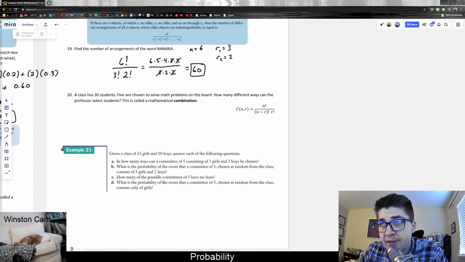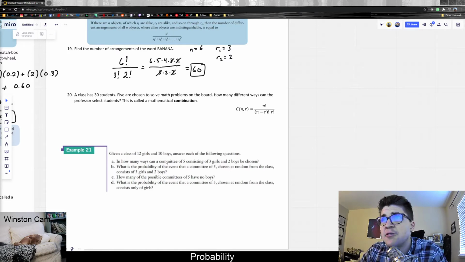Example 21 says, given a class of 12 girls and 10 boys, answer each of the following questions. A, in how many ways can a committee of 5, consisting of 3 girls and 2 boys, be chosen? So the term committee always applies combination, because a committee is like a group where there's no president or vice president. The order does not matter in which those are selected.